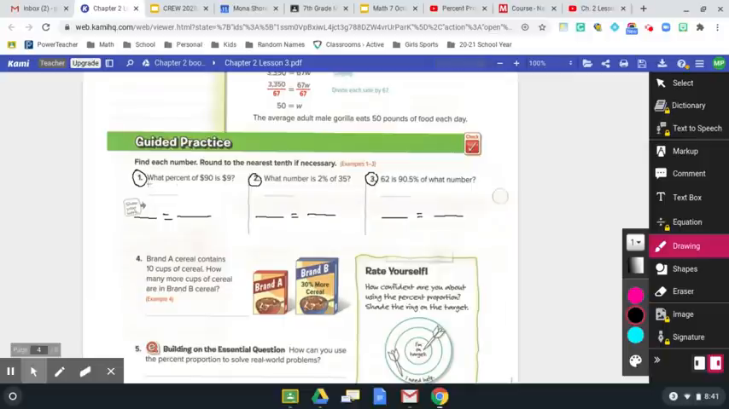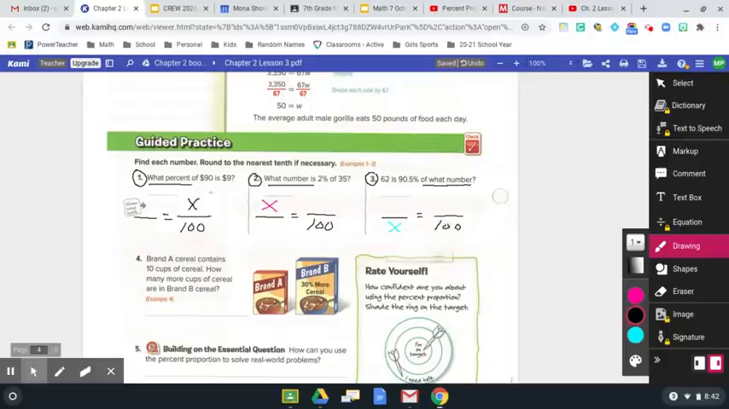Underline what you're missing. In number 1, what percent? You don't know X out of 100. You don't know the percent there. Number 2, what number is? I'm always underlining my question that I don't know. What number is? I don't know the part. Remember, is the part. Number 3, of what number? I don't know the whole. I'm missing that denominator right there.